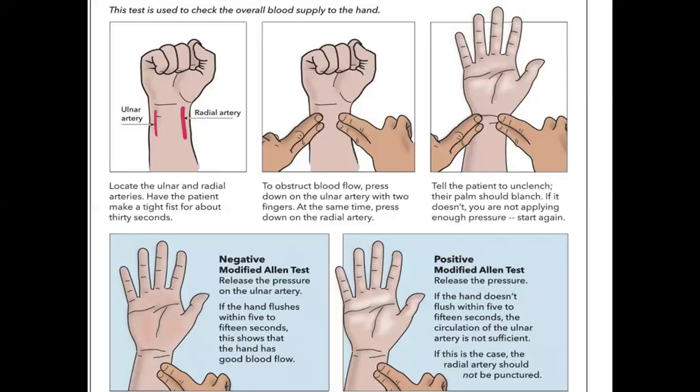So within 5 to 15 seconds, the hand should be flushed. Okay, that will be the blood supply should be shown. Okay, if it is that, it is good blood flow, negative Allen test. But if you have released the ulnar artery pressure, but still the blood supply is not going to the hand, the hand is very white, okay, it is not getting the blood supply. It is called a circulation problem in the ulnar artery, it is not sufficiently giving the blood flow. Okay, that is a positive Allen test. Got the point?